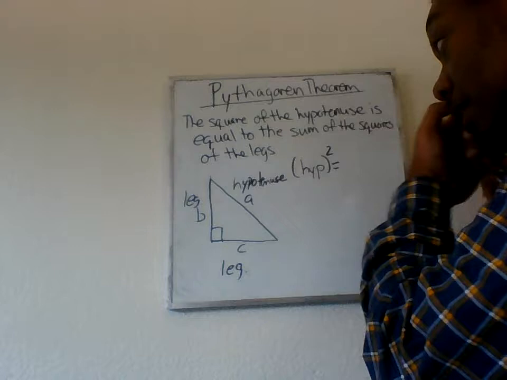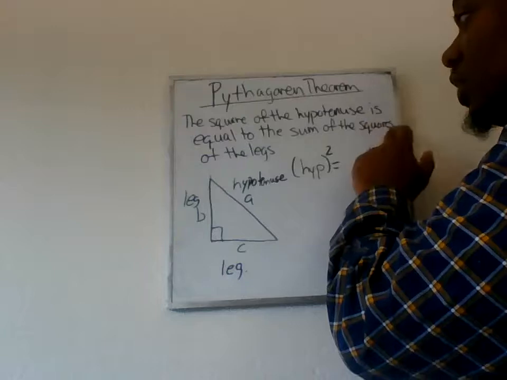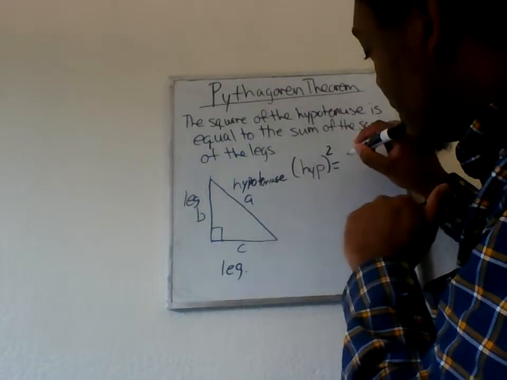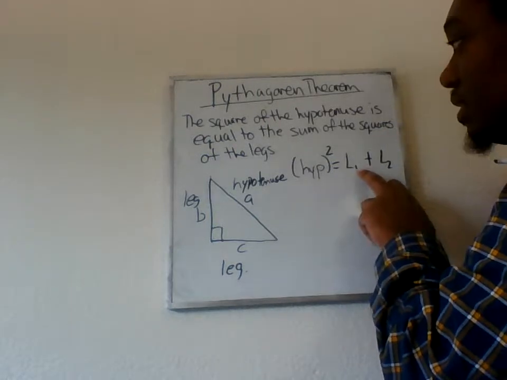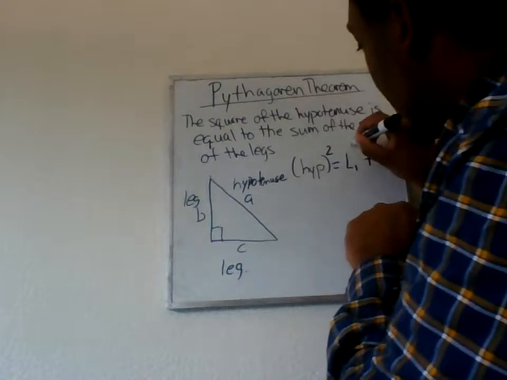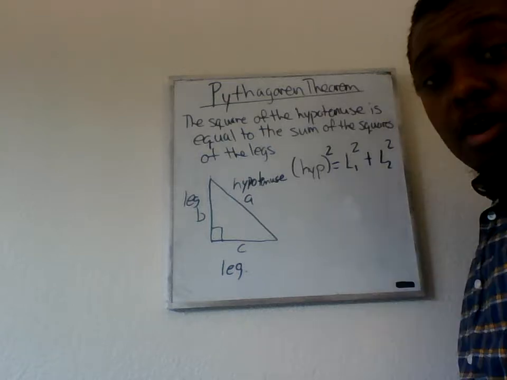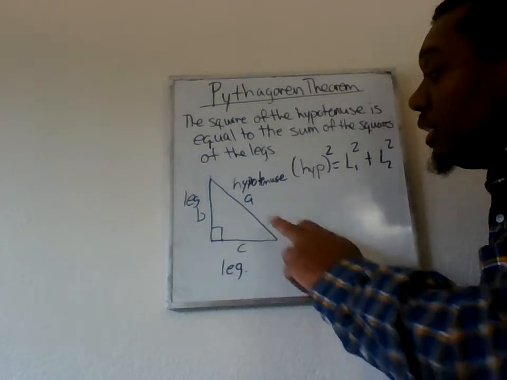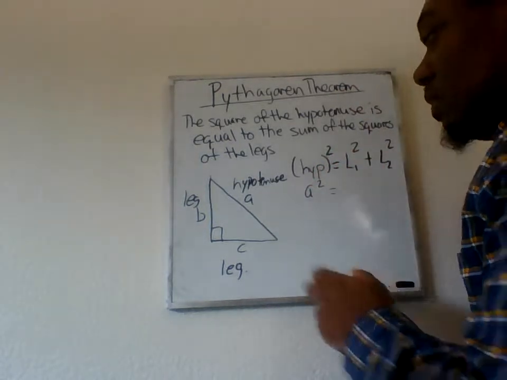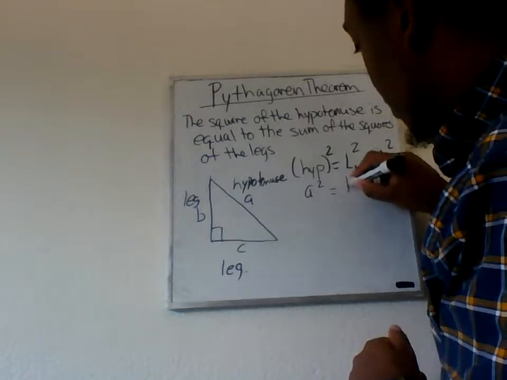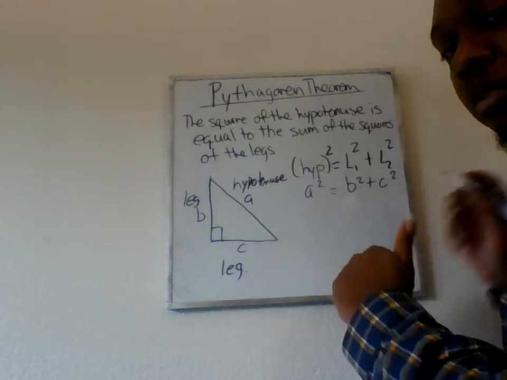the sum, meaning we'll have to add two things together, of the squares of our legs. I'm going to call the first leg L1 and the second one L2. So we're going to take the sum of these squared, to the second power. Well, we have variables for our hypotenuse and our legs in this instance. In this case, our hypotenuse is A. So A squared has to equal our two legs squared, B squared and C squared. So A squared equals B squared plus C squared.